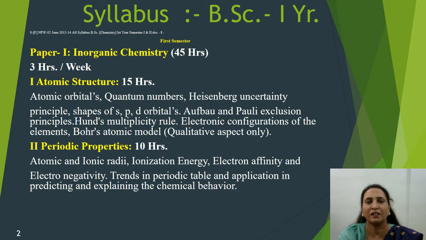Now the second chapter is periodic properties of the elements. These periodic properties include atomic and ionic radii, ionization energy, electron affinity, and electronegativity. These total 4 periodic properties are included in this chapter, along with their trends in the periodic table, that is left to right and top to bottom in groups and periods, and application in predicting their chemical behavior. So this is your second topic.